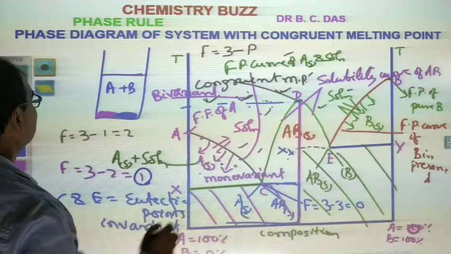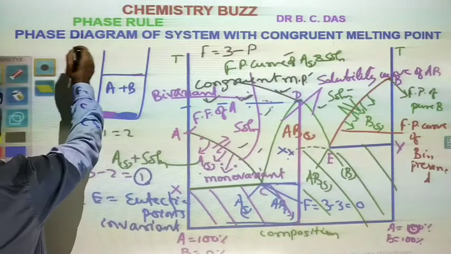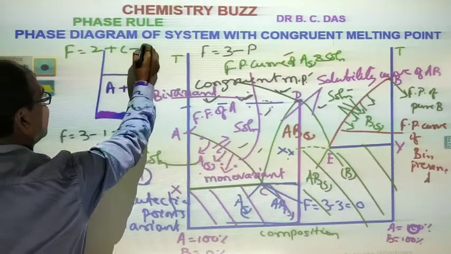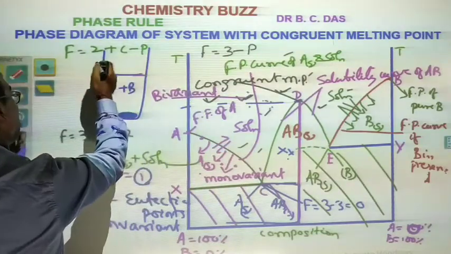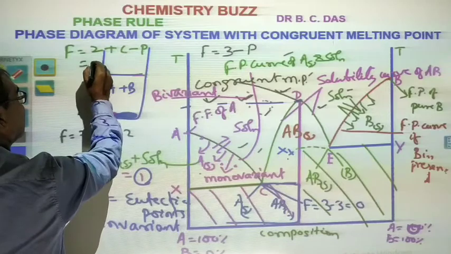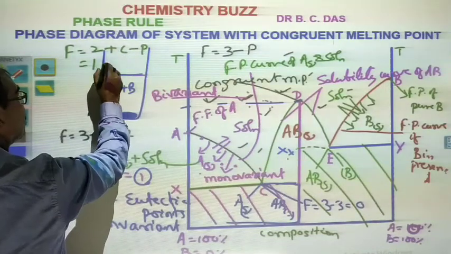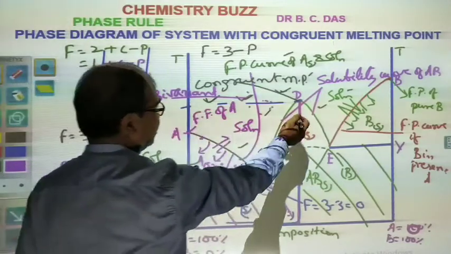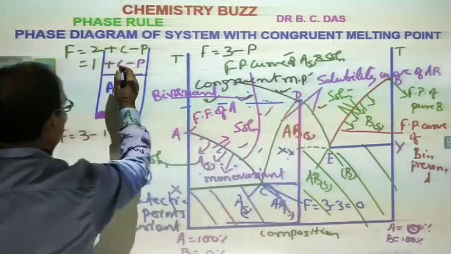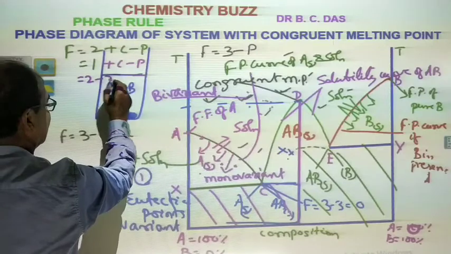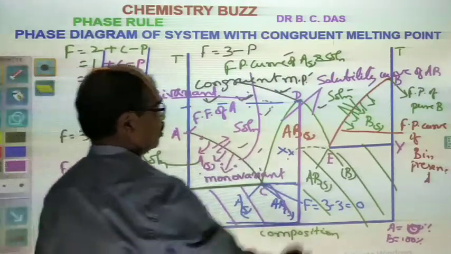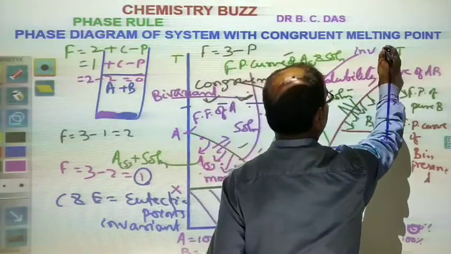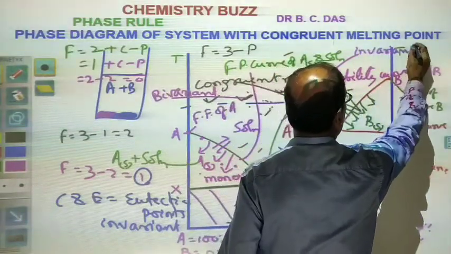At this point, it is considered as a one component condensed system. In general, we have the degree of freedom F is equal to 2 plus C minus P. For a condensed one component system, this is 1 plus C minus P. So at this point there are two phases and the component is 1, so 2 minus 2 is equal to 0. So this is also an invariant point.